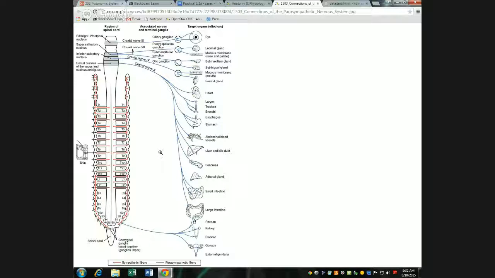Parasympathetic, that word is used to describe the anatomical relationship between the two systems. Para means around. So while the sympathetic system starts in the thoracic and upper lumbar spinal cord, the parasympathetic is partly above that in the brainstem and partly below that in the sacral spinal cord. It's parasympathetic, it's around the sympathetic system.